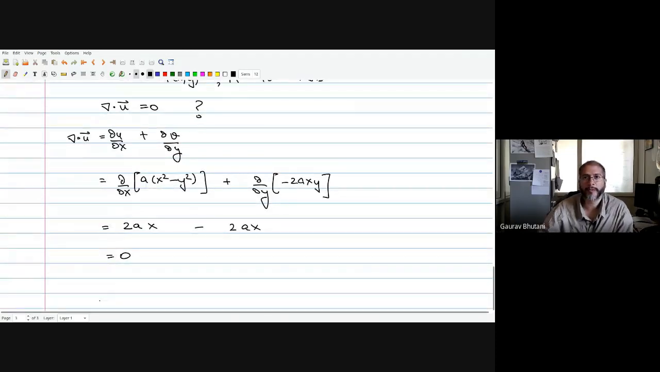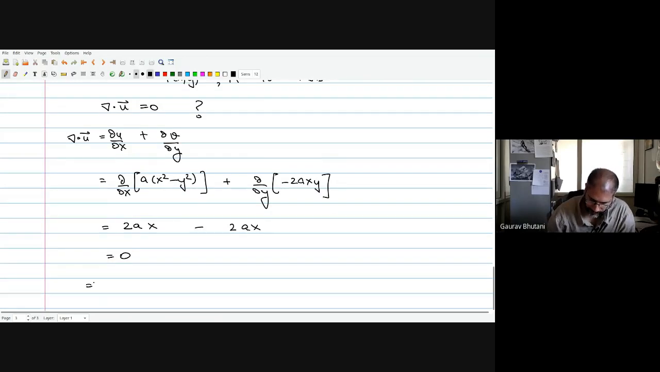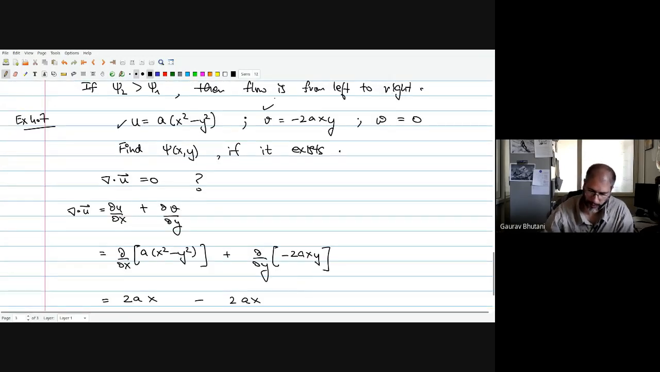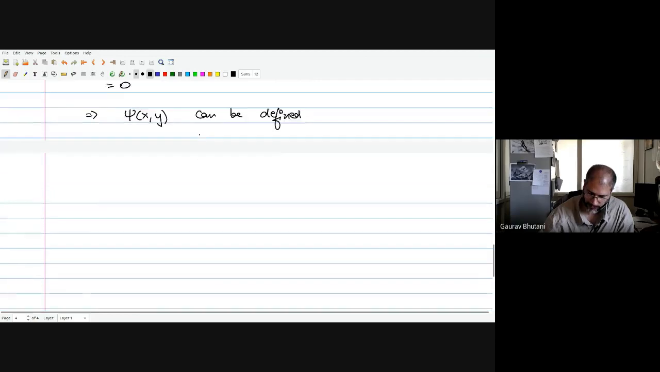So if continuity is satisfied, then we can define a psi the way we did earlier. So this implies psi can be defined. So psi can be defined for this mathematical velocity field that's given to us, which is this u and v. Okay, now that we figured out that psi can be defined, let's find it.